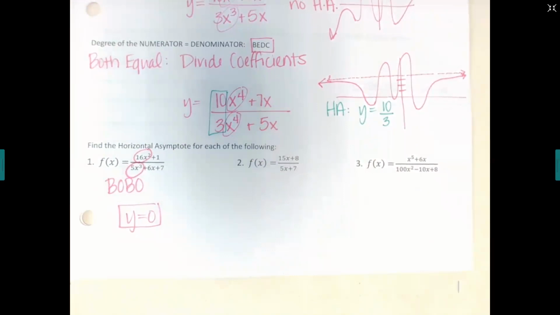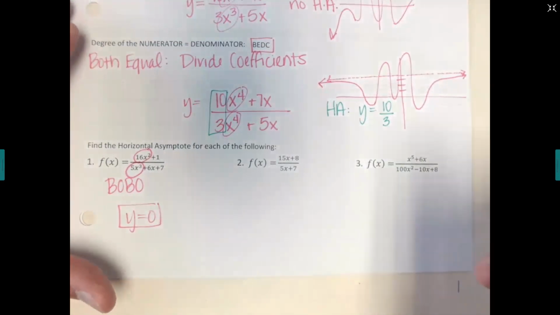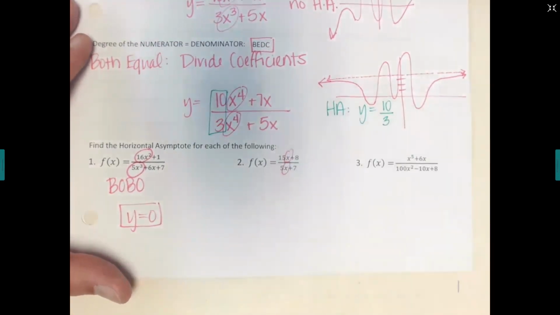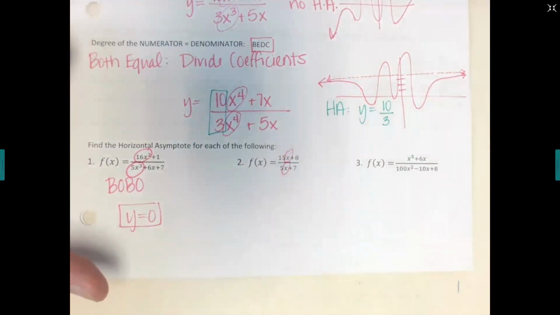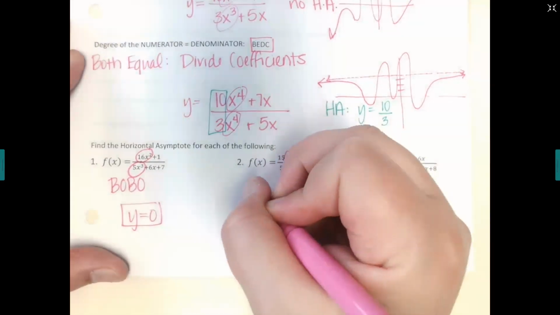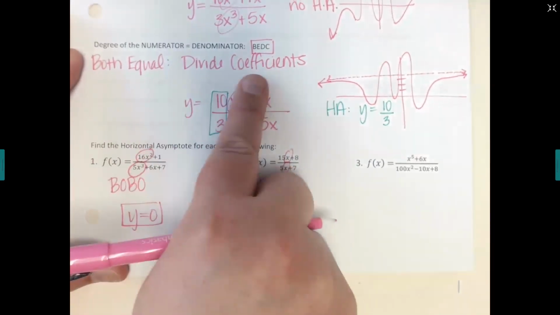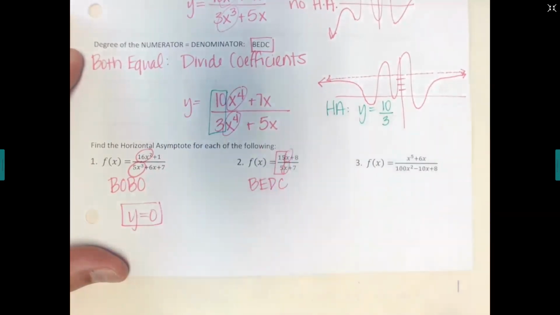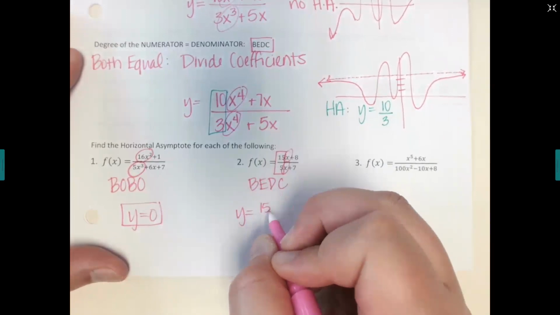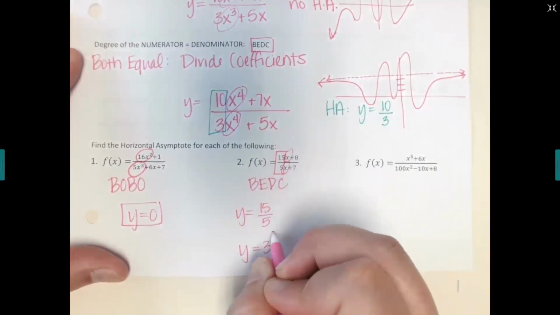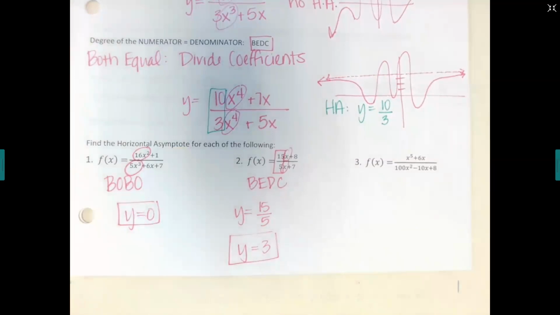Go on to number 2, please. Is it a BOBO, bigger on bottom, bigger on top, or BEDC? BEDC. That is a BEDC, because what are both of the powers? Just regular x's, or x to the 1, technically. So if it's a BEDC, what does that stand for? Both equal, divide coefficients. So I'm going to divide 15 by 5. What is 15 divided by 5? Then your answer is y equals 3. So then the ends of your graph would be curving off towards a flat line at a height of 3.